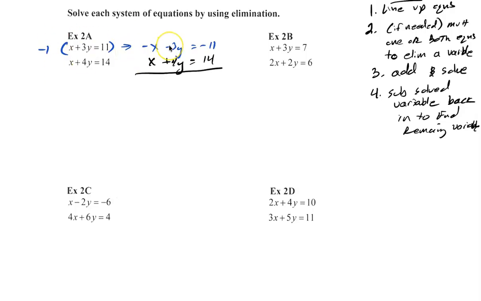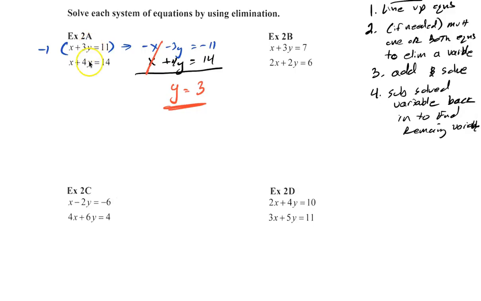So we get this, and now we're just going to solve it like always. These are going to cancel out, so let's just add them. When I add them, these cancel. -3y plus 4y is just y, and then -11 plus 14 is 3. So I get y equals 3. I solved for one variable. We're already on step 3. Last step, don't forget to plug this back in to solve for your x.